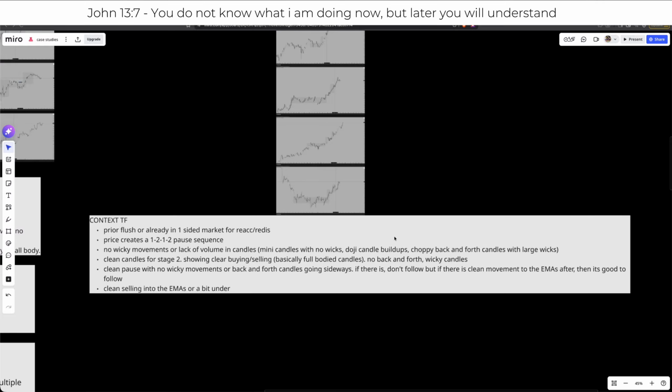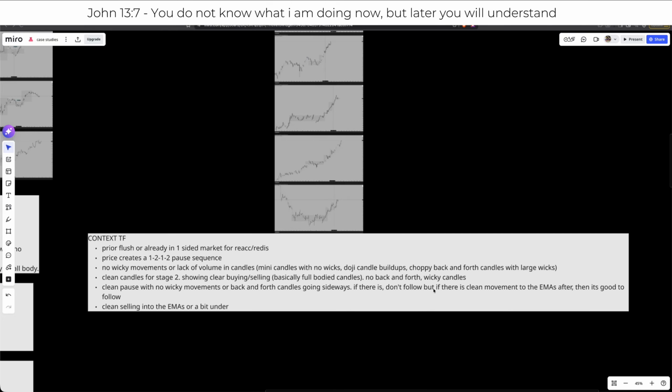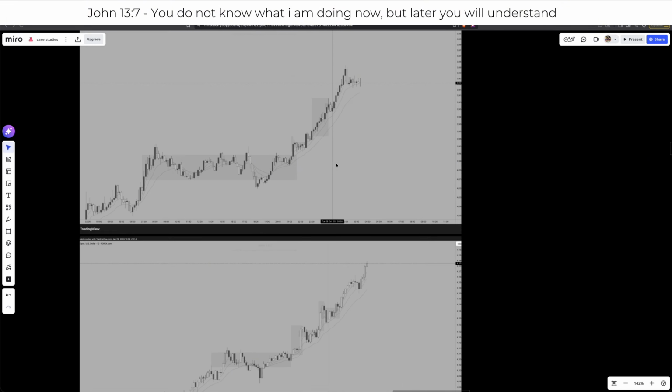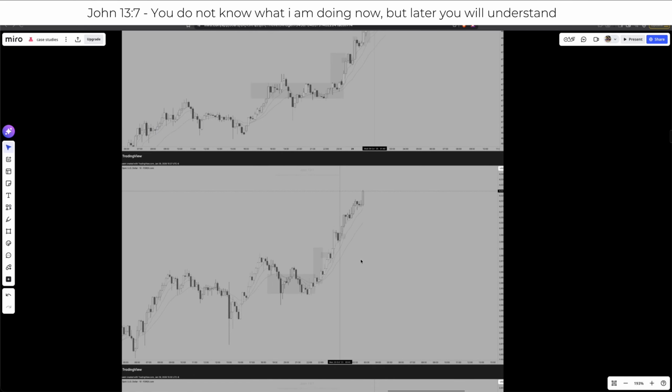And then for the pause, I want them clean. I don't want any wicky movements or back and forth candles going sideways. If there is, then I won't follow it. But as soon as there is a clean movement into the MAs after that initial ugly back and forth movement, then I'll be considering to follow that. Let me try and find an example really quick of what I mean.